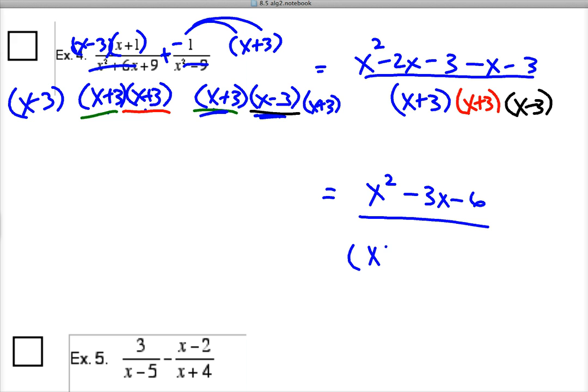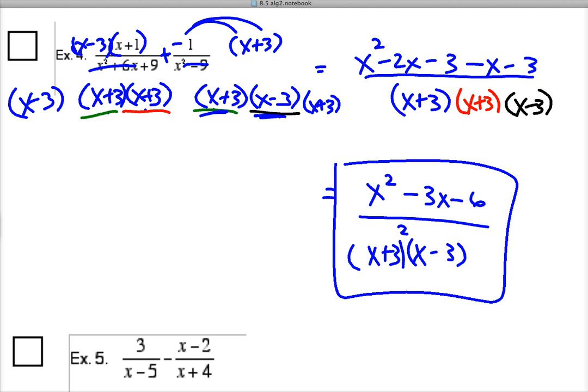And you can leave it in factored form. I guess I'm going to write x plus 3 quantity squared. That's a little bit shorter. Try to factor the top, but nothing multiplies to negative 6 and adds up to negative 3, so that's a good answer. And again, restrictions where x couldn't be negative 3 or 3.